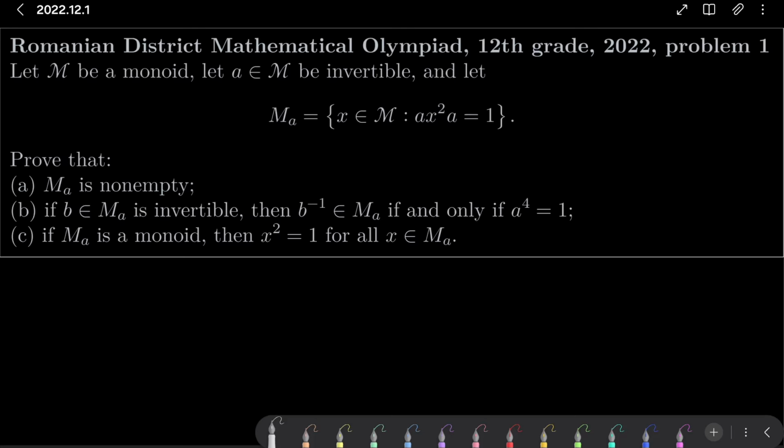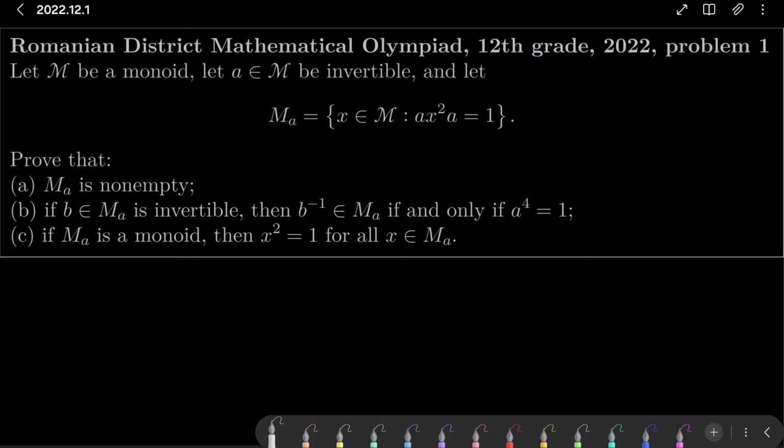Hello friends, in this video I'd like to solve the following problem from the Romanian District Mathematical Olympiad for 12th graders 2022, problem number 1. Let M be a monoid and let A be an element of this monoid, which is invertible. And let's consider the following set. M sub A consists of all the elements x of our monoid such that A x squared A equals 1. By 1 I mean the neutral element of our monoid.